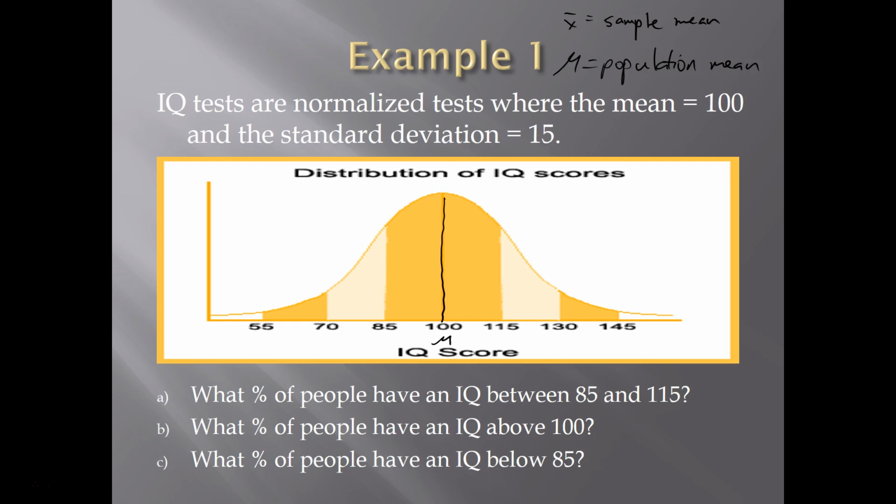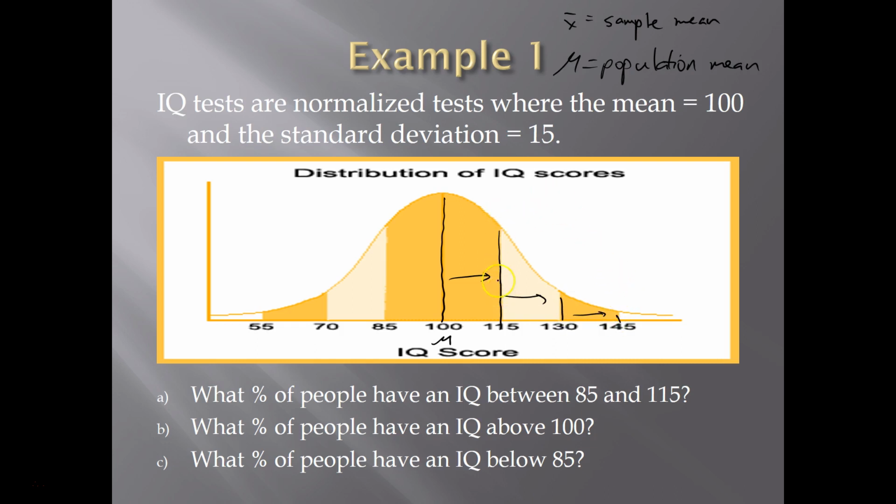The test is actually set up and graded so that whatever the average is, they just call that 100 for an IQ. And then the standard deviation is 15. Notice, to go from here to here, I go up by 15, to 115. Go up another 15, I go to here, another 15, I go to here.